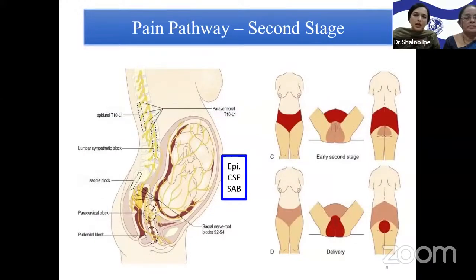In the second stage and during delivery, the pain is due to descent of the fetal head and subsequent stretching of the pelvic floor, the vagina, and the perineum, and is mainly somatic in origin. It is transmitted through the pudendal nerves from S2 through to S4 segments. The most painful period in labor is the late first stage and the second stage. So, to achieve analgesia in second stage, we should block from T10 all the way through to S4 segments.